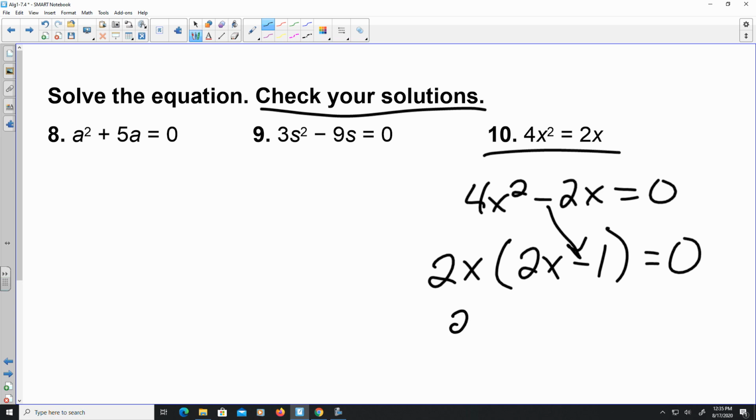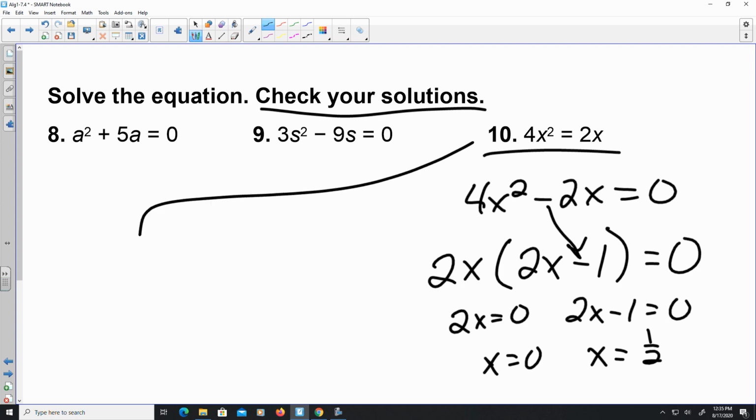So, zero product property: 2x set equal to 0, and 2x minus 1 set equal to 0. x equals 0, and in this case, x would equal 1 half. So here's how you check it. You're just going to substitute in these values to see if it is in fact a true statement.